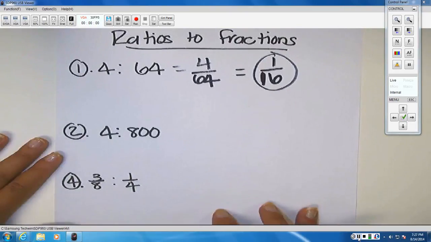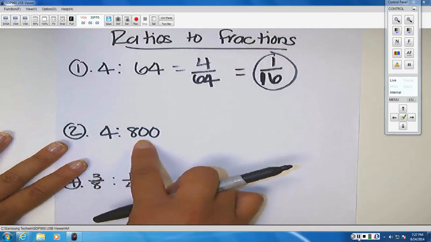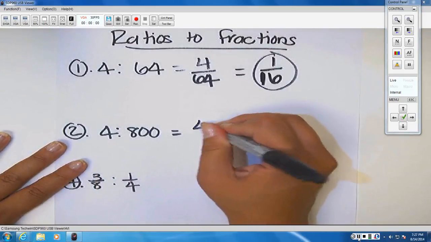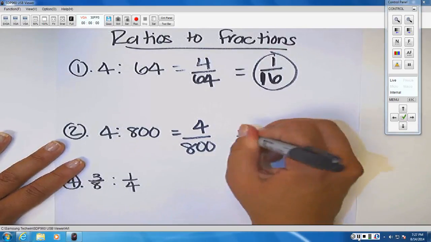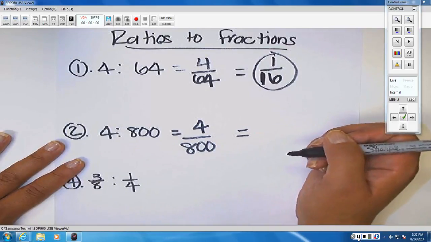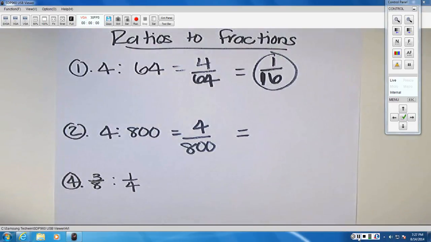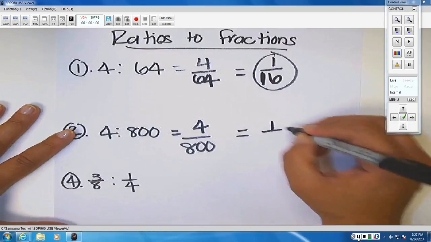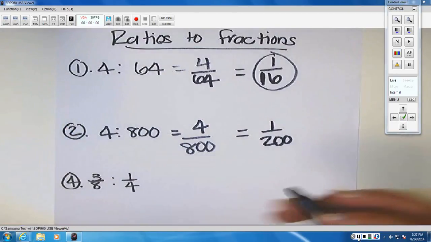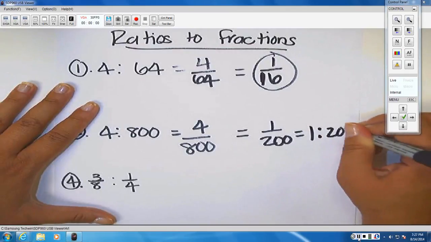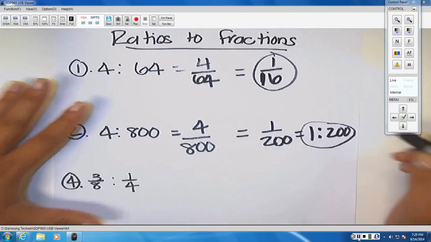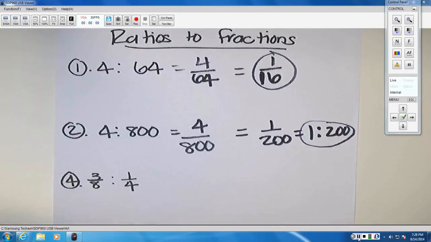Same thing with number 2. I have 4:800. That 4 is going to become my numerator. 800 will become my denominator. And I can reduce this. I believe that 4 will go into 800. Yep. So reduce it to 1/200ths. And now I take that fraction, turn it into a ratio. So 1:200. My answer. Okay, so those were simple. Simple ratio, turn into a fraction, reduce it.